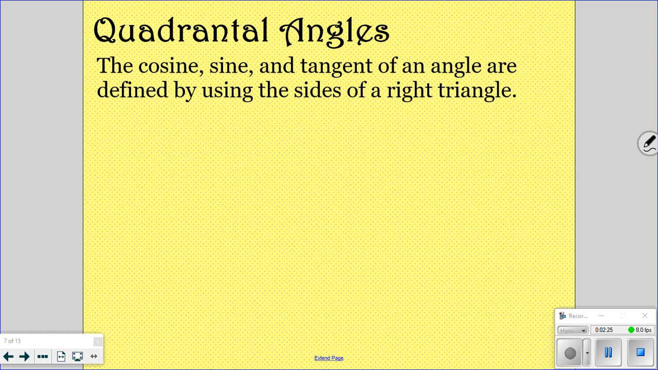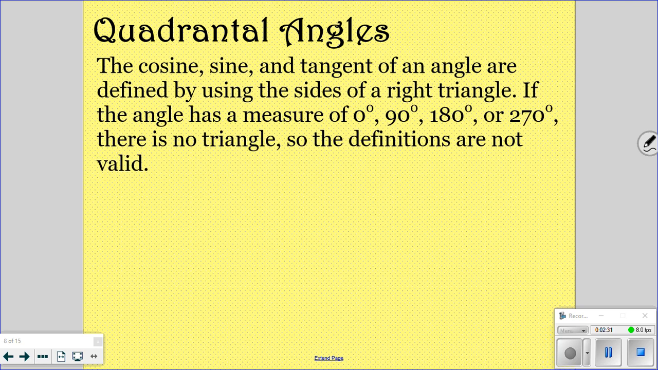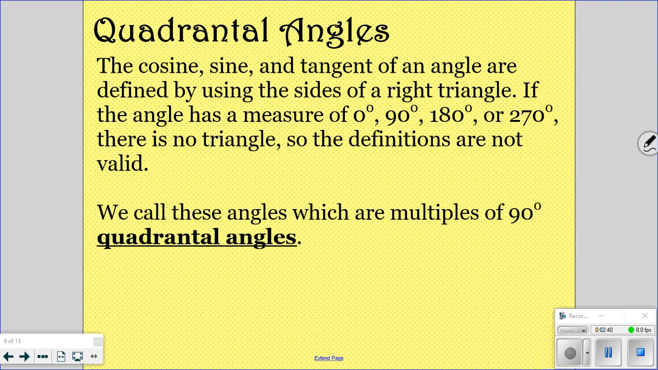Your sine, cosine, and tangent are always defined using the right sides of a triangle. So for your 0, 90, 180, and 270, those don't have a triangle, so that definition of using a triangle is not valid. They are going to be called quadrantal angles. They're multiples of 90, and so we're going to use a little bit different method to find what your values are at 0, 90, 180, and 270.